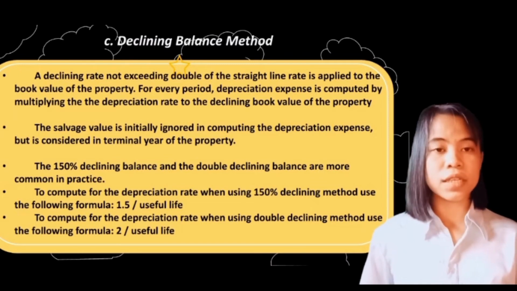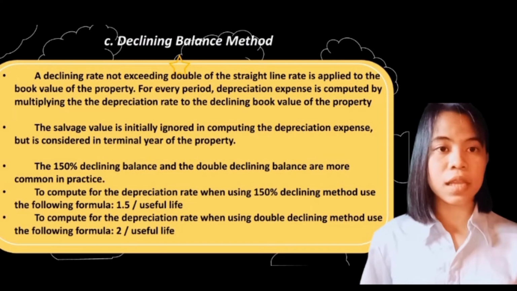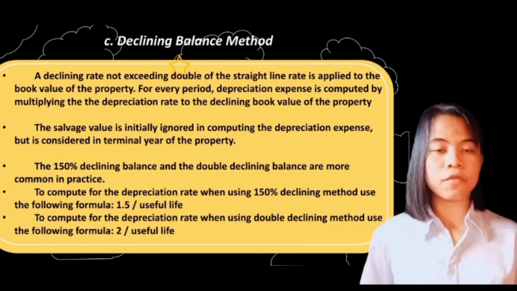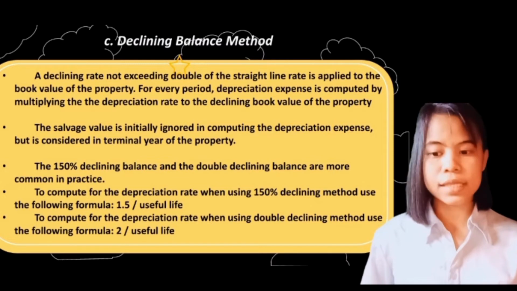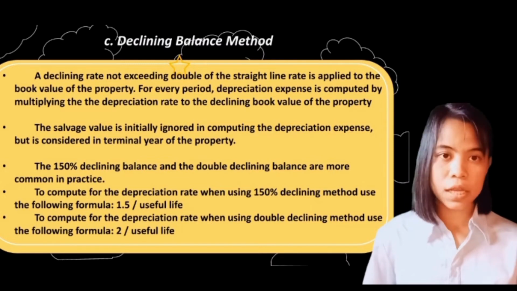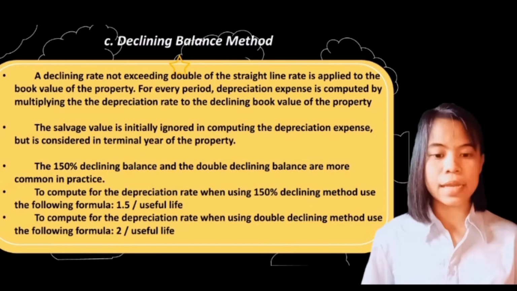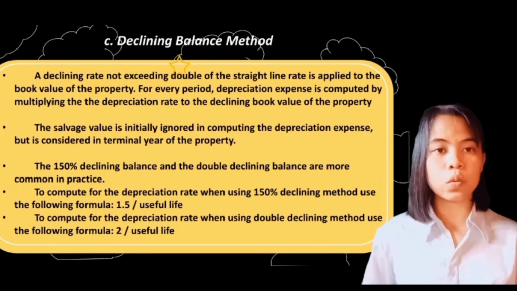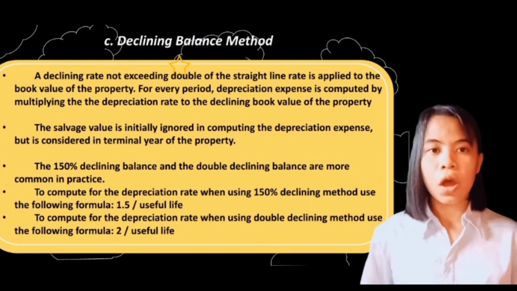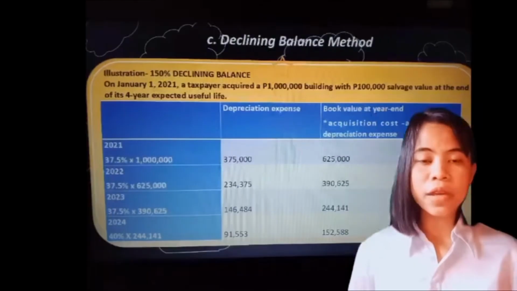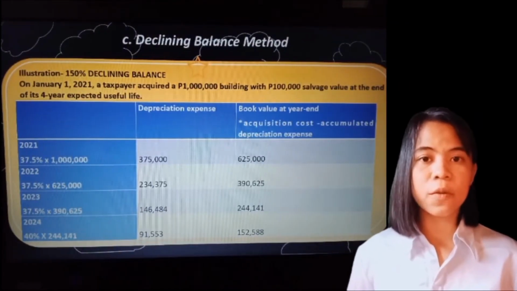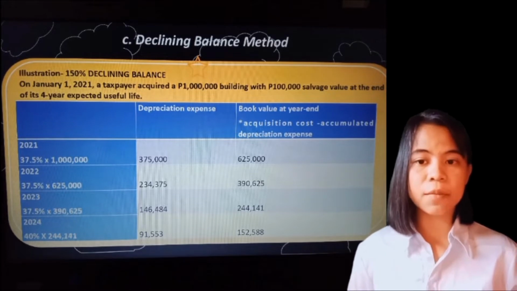To compute for the depreciation rate when using 150% declining method, use the formula 1.5 divided by the useful life of the asset. To compute for the depreciation rate when using double declining method, use the formula 2 divided by the useful life of the asset. We have an illustration using the 150% declining balance method.